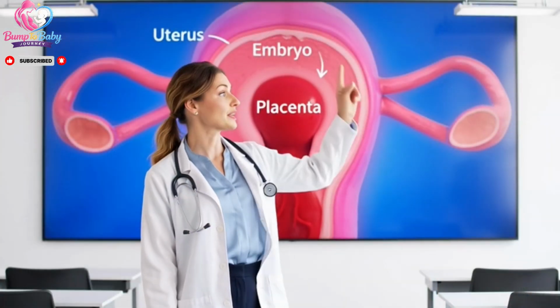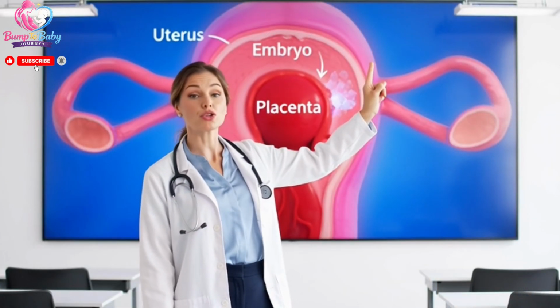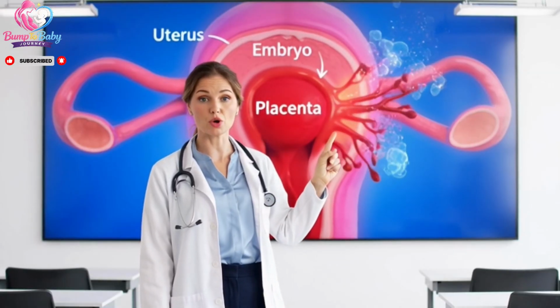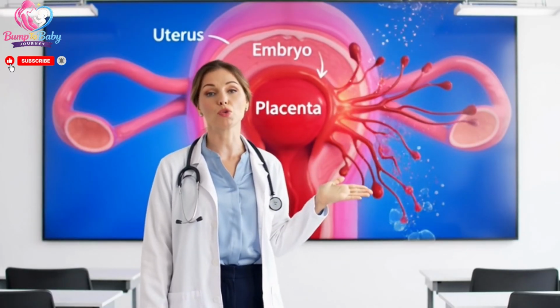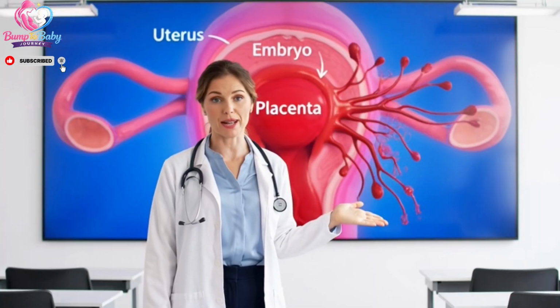Here we see the embryo attaching to the uterine wall. The placenta is forming, and this attachment is becoming stronger. Stronger blood vessels are growing to support the embryo. This ensures a stable pregnancy.